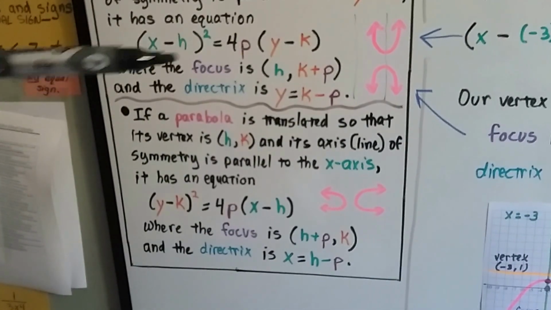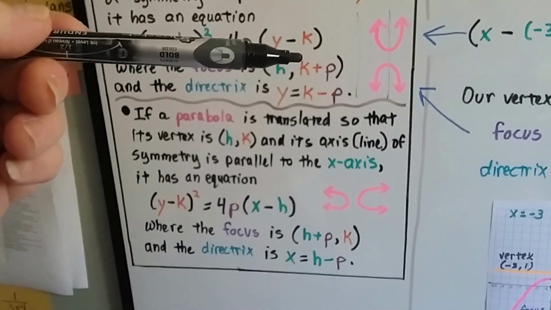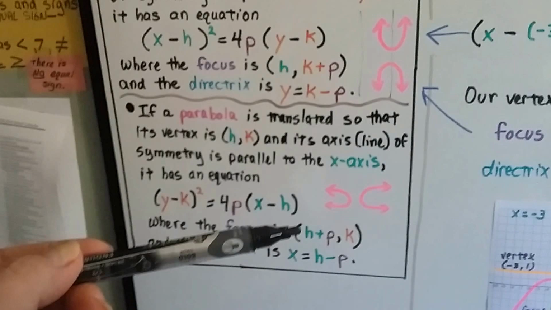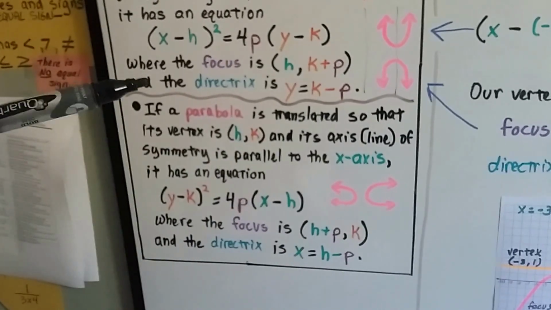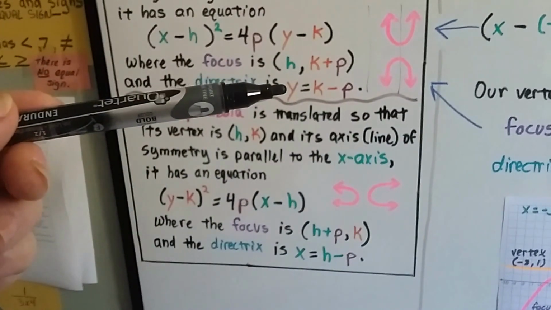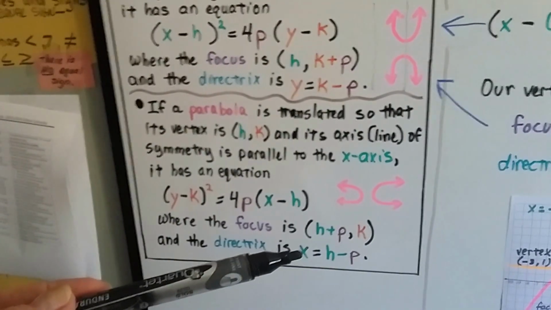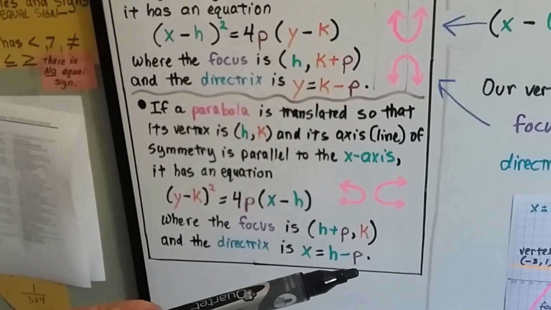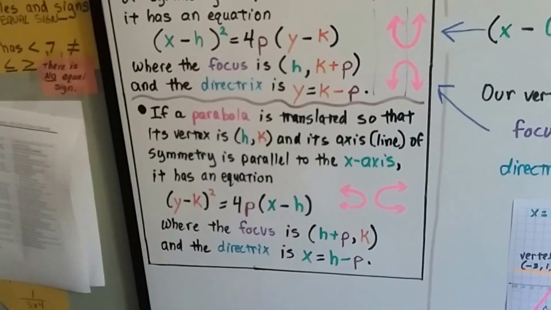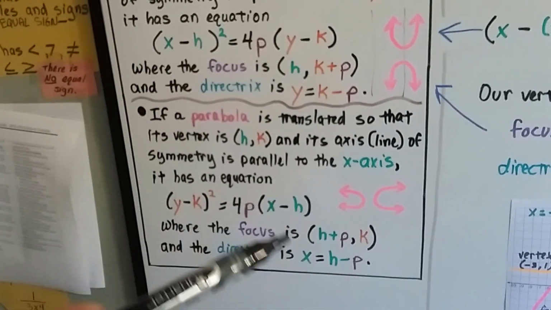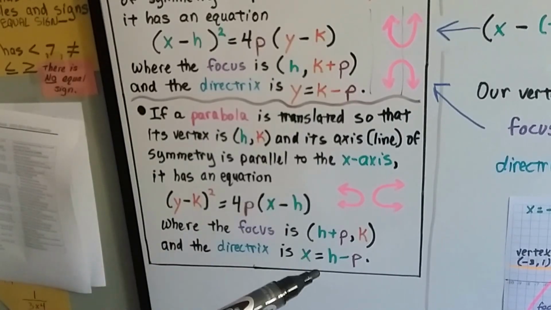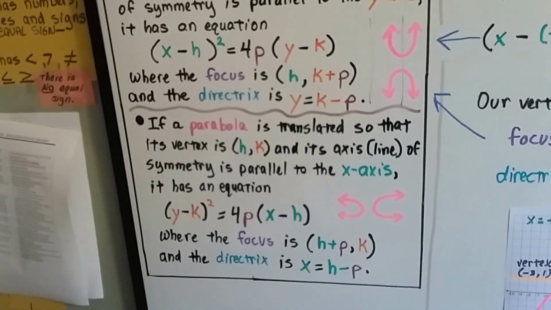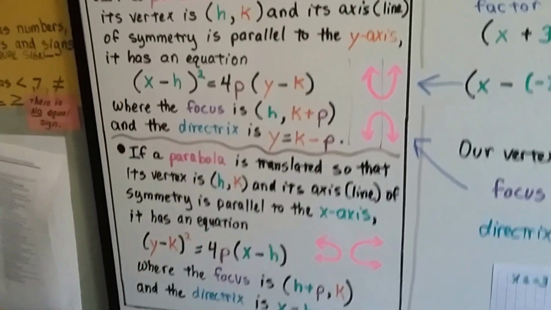Now look at the difference of the focus. Here it was h and then k plus p. Here it's h plus p and then k. And the directrix went from y equals k minus p to x equals h minus p. See that? So this side is showing you this side. See that? All right, so that's our theorem.